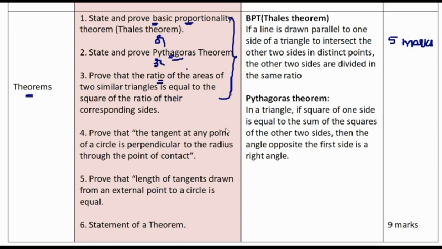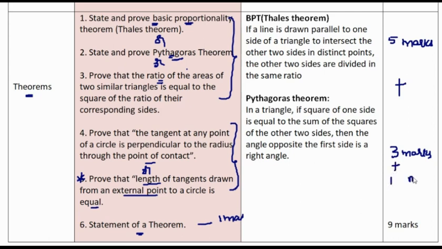The 3 marks theorems we will get from the circles chapter. The tangent at any point of a circle is perpendicular to the radius through the point of contact, or the lengths of tangents drawn from an external point to a circle are equal. These two theorems from circles are very important, and their weightage is 3 marks. And one question they will ask for the statement only, for 1 mark. So the total weightage is 5 marks plus 3 marks plus 1 mark for the statement. Total marks are 9 marks.